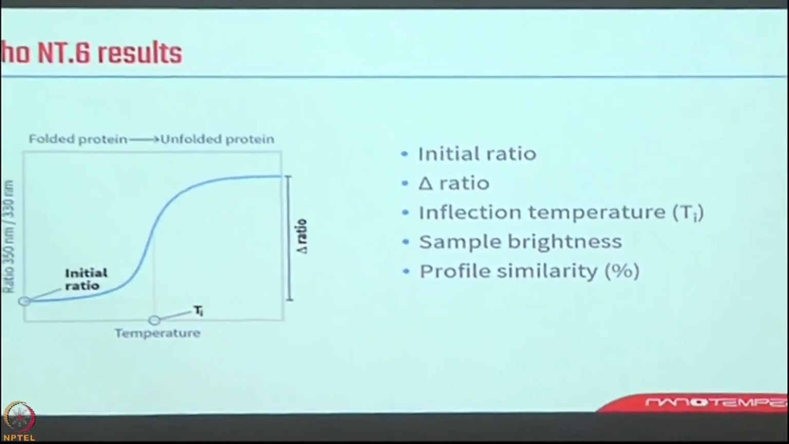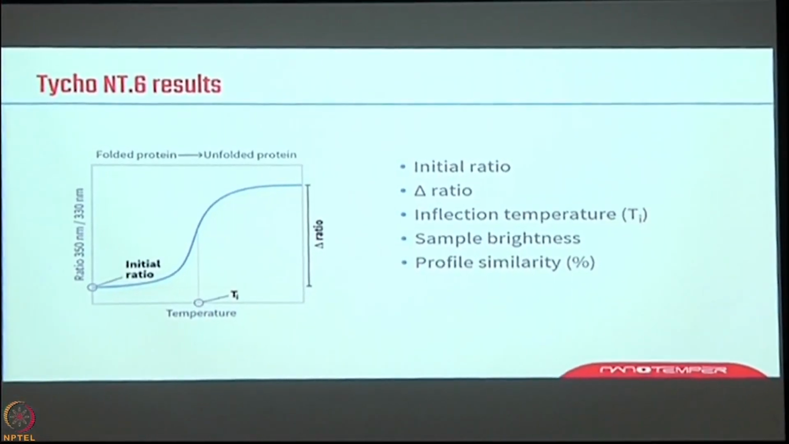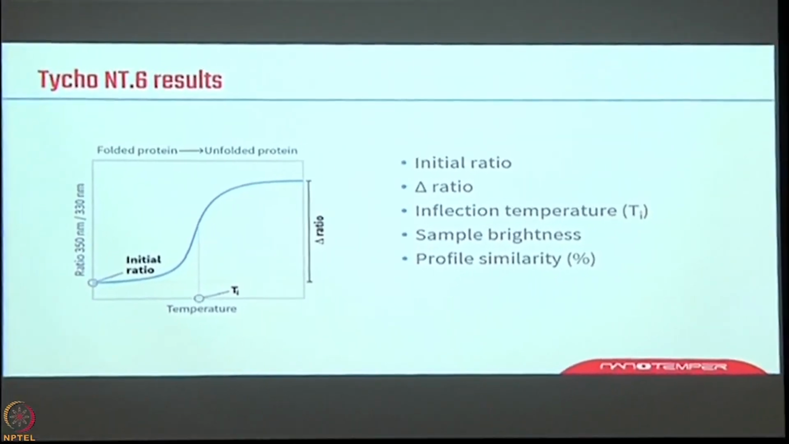Now, I have a few applications which will tell you where all Tycho can be used. Now, the basic principle that is applied here is that it is checking the intrinsic tryptophan fluorescence. As the protein goes from a folded to an unfolded state, it will give you a particular TI value. The results that Tycho gives are the initial ratio, which tells you the purity of the protein, whether it is denatured or not, and the delta ratio, which is the ratio from the folded to the unfolded region.